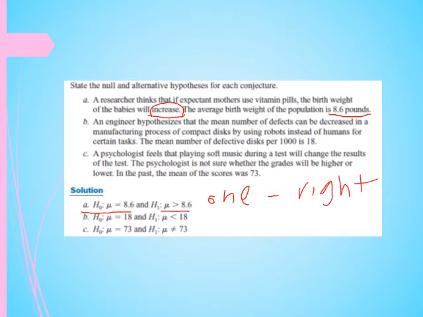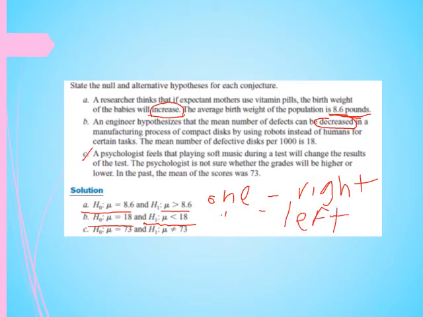Another example: an engineer hypothesizes that the mean number of defects can be decreased in the manufacturing process of compact discs by using robots instead of humans for certain tasks. The mean number of defective discs per 1000 is 18. So the engineer wants to decrease the defects in manufacturing by using a robot. The mean number of defects is 18, but he says that his robot may decrease it. A key word here is decrease, to less than 18. So the alternative is mu less than 18, a one-tailed test, a left-tailed test.